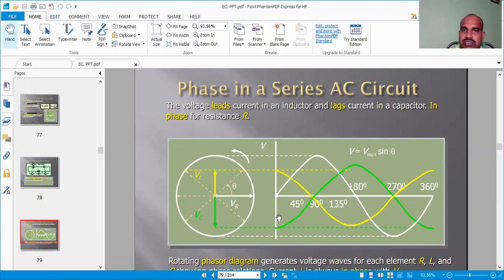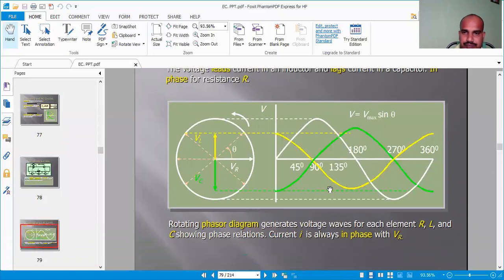We already discussed this in the previous topics. The voltage leads the current by 90 degrees in an inductor. The voltage lags the current in a capacitor by 90 degrees. Voltage and current are both in phase in a resistance.